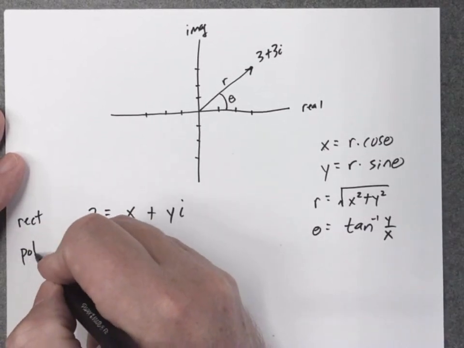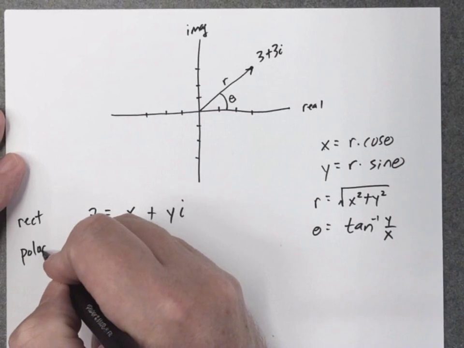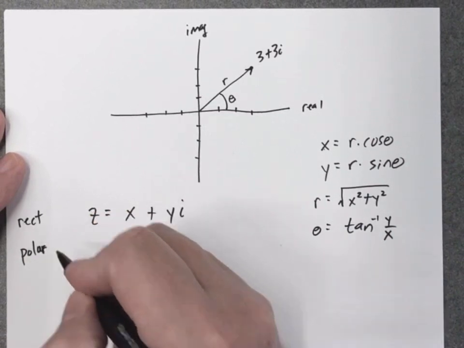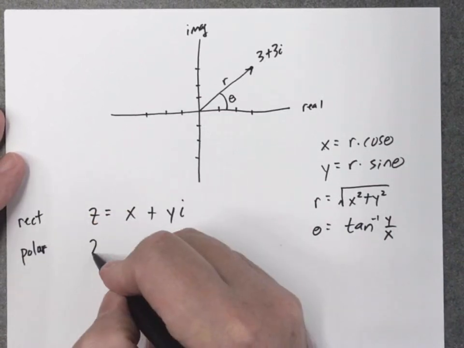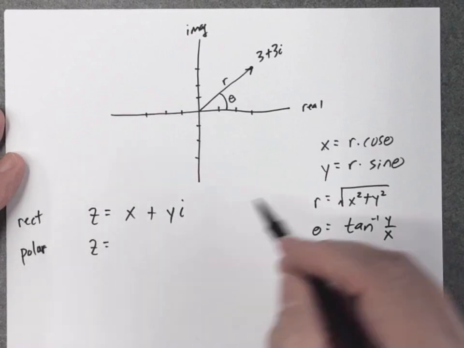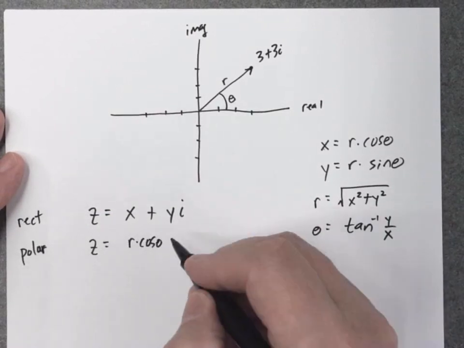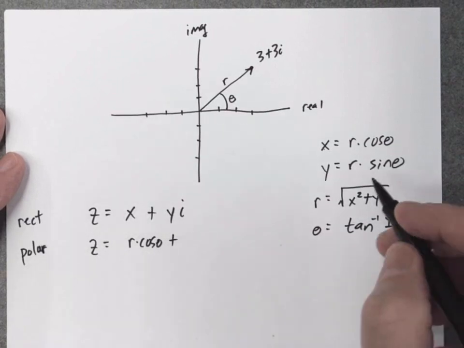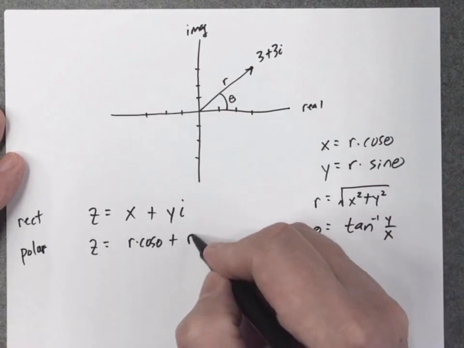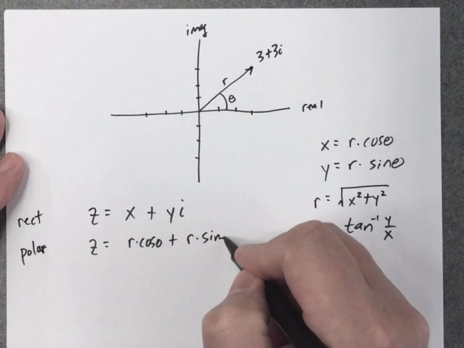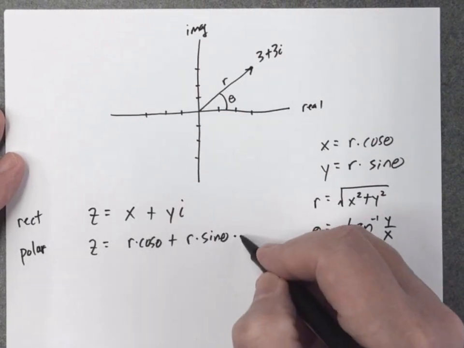So I'll label this as rewriting. I'll still call it z, but instead of x, I put r times cosine of theta, and y, I'll put r times the sine of theta. Of course, I still got the i here.